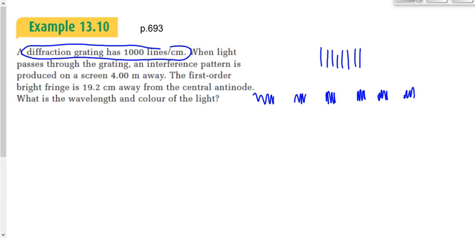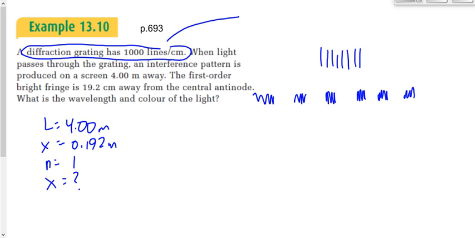So how do we deal with it? Well, we've got the value of just about everything we need here. L is 4.00 meters. X is 0.192 meters. N is first bright fringe, so n is going to be equal to 1. Looking for lambda. We got just about everything that we need except for D. Here's what I want you to understand. When you're given the number of lines per centimeter, that's not D, but it's close. That's 1 over D. So we know 1 over D is 1,000.